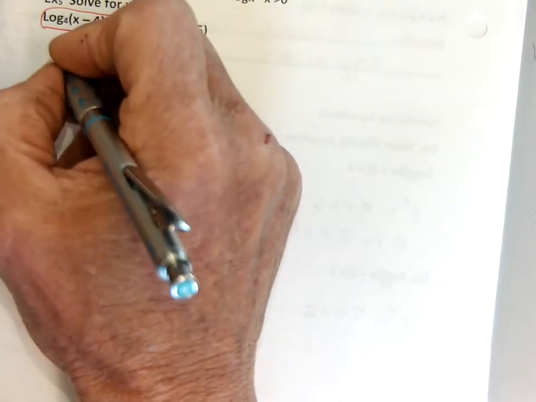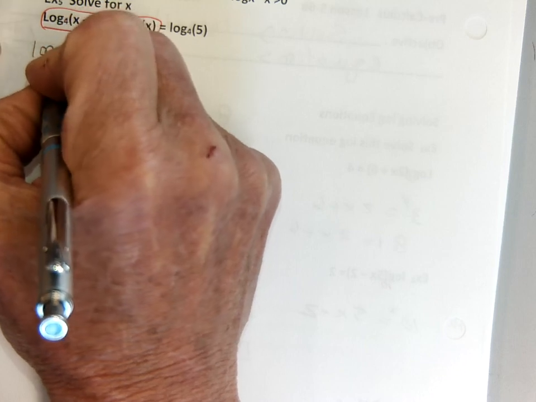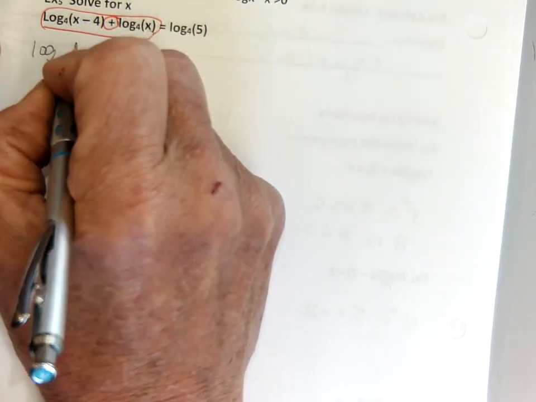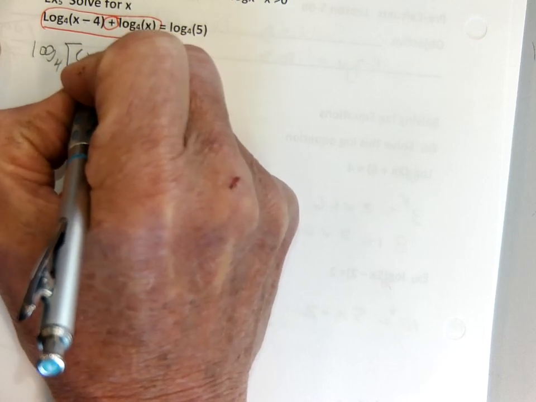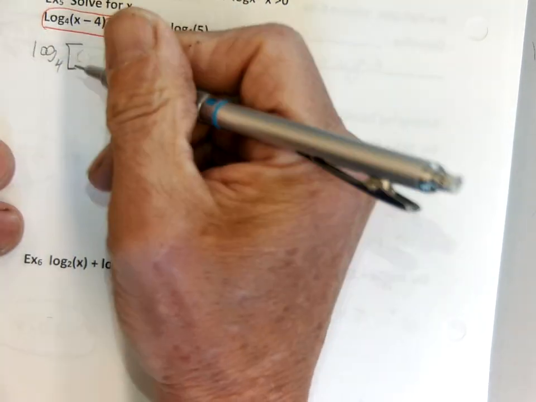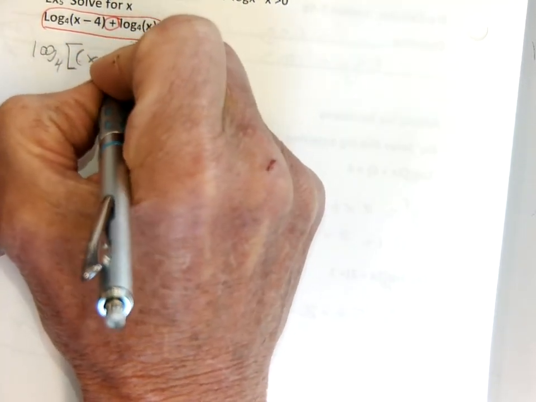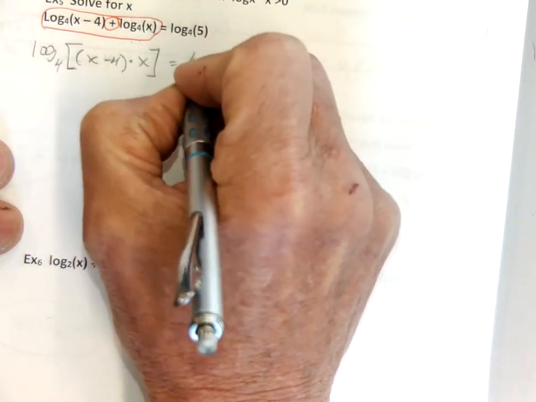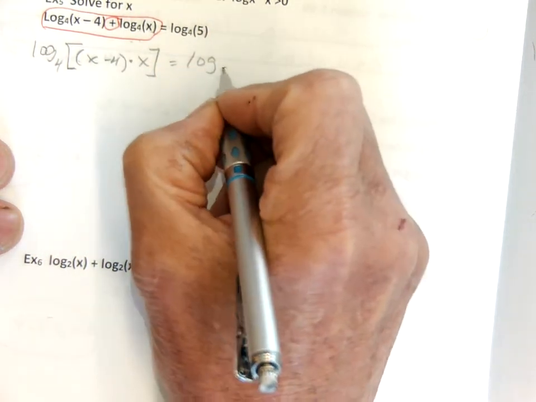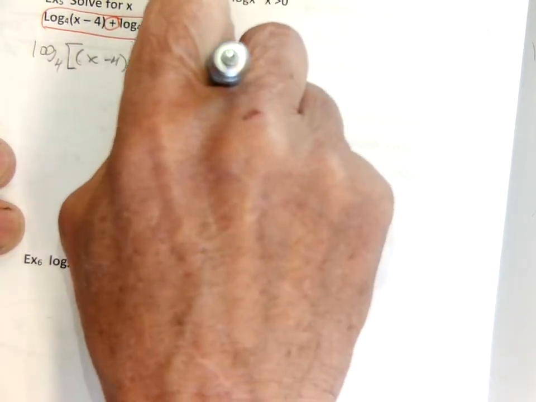So I'm going to rewrite this as log base 4 of, now I want to put these together, x minus 4 times x equals log base 4 of 5.